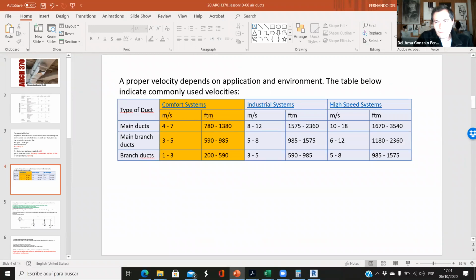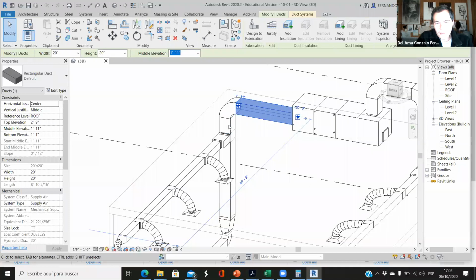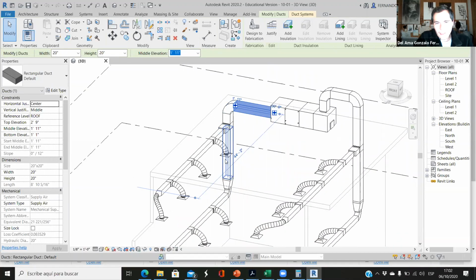And these main branch ducts, this can be a main branch. So we have this vertical duct. It's not in contact with people because usually this is within a shaft or a space that goes from the first floor to the top of the building.